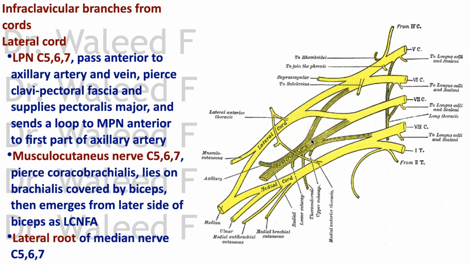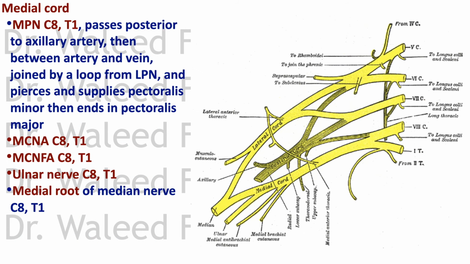The musculocutaneous nerve, C5, 6, 7, pierces the coracobrachialis, lies on brachialis, covered by biceps, remember that. It emerges from the lateral border of the biceps brachii muscle as the lateral cutaneous nerve of the forearm. So it supplies the forearm as well. It supplies muscles and skin, that's why it's called the musculocutaneous nerve. And the lateral root of the median nerve. Okay, this is the lateral root of the median nerve.